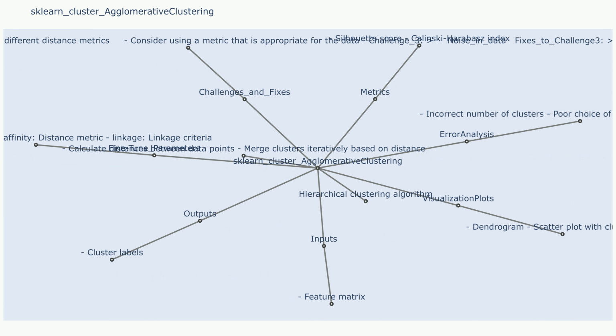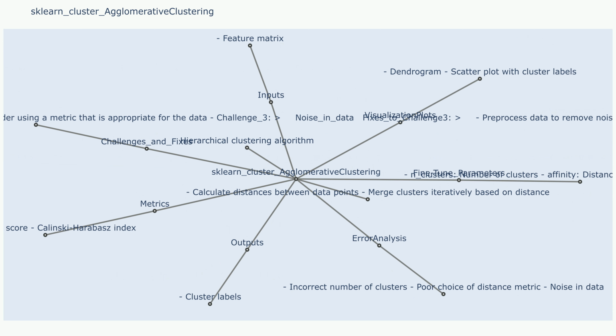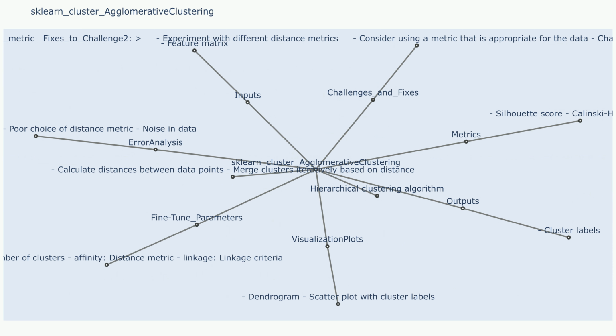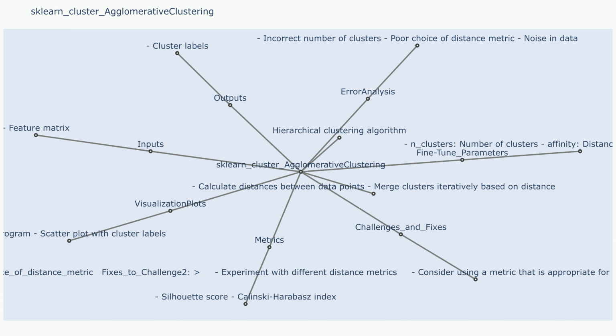Inputs: n_clusters, the number of clusters to find. If not specified, the algorithm will determine the optimal number of clusters using a metric like the silhouette score. Affinity, the metric used to compute the linkage. It can be Euclidean, Manhattan, cosine, etc. Linkage, the linkage criterion to use. It can be Ward, complete, average, etc.